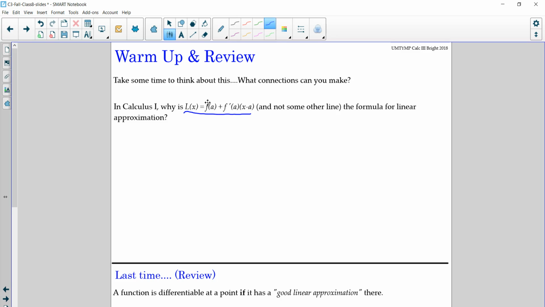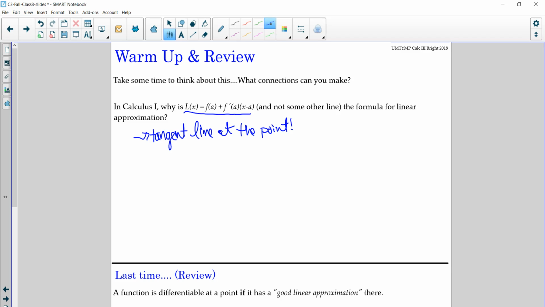Alright, hopefully you had some fruitful thoughts, and really the crux of this idea is that this is the tangent line at the point, right?